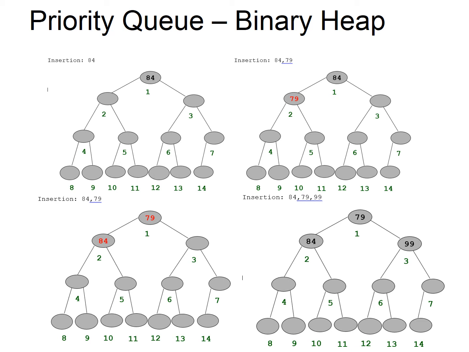Similarly, I am going to insert the next element, 99. The next node will be created as the right child of 79, that is, the third node is created. So I will insert 99 in the third node. When you check the heap property, its parent has to be smaller. You can see 79 is smaller, so there is no change in the diagram.